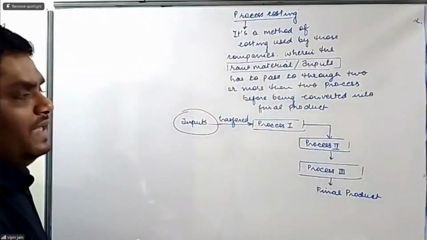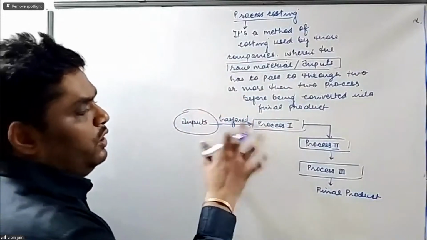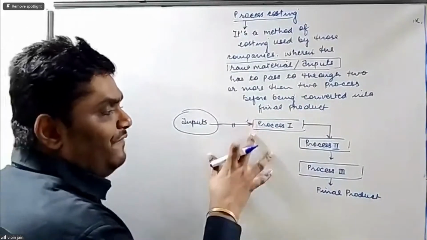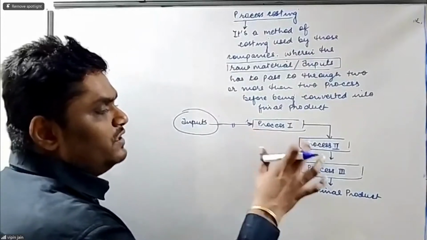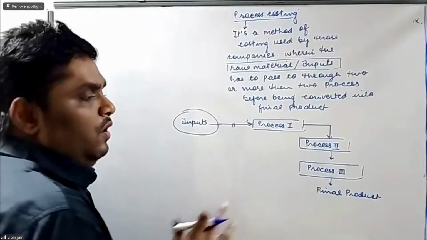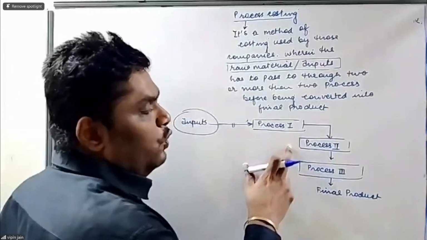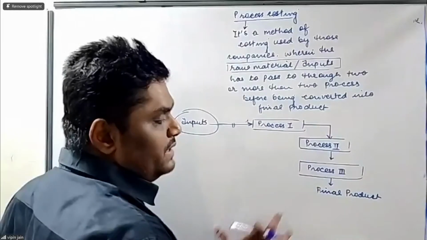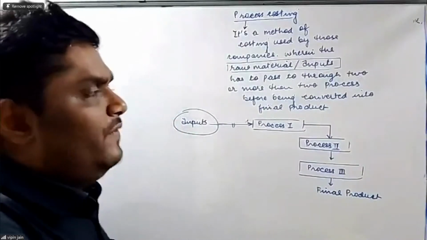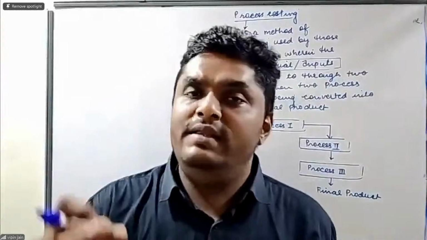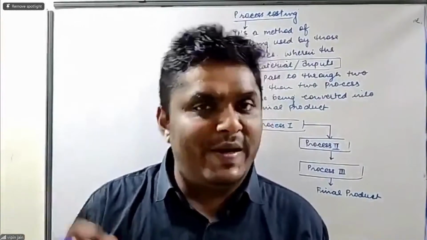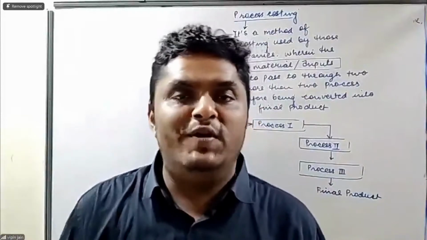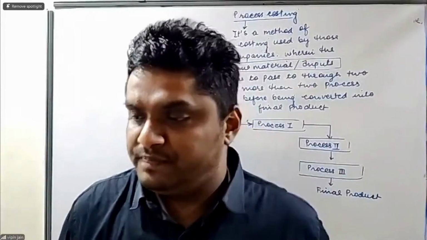So here we can see that the inputs are introduced in process first. After completion of process first, the output of process first is transferred to process second. Once process second gets over, the output of process second is transferred to process third. And assuming there are only three processes, the output of the third process will be my final product. I repeat again, this process costing is a method of costing used by those companies wherein the raw material has to pass through two or more than two processes before being converted into final product.